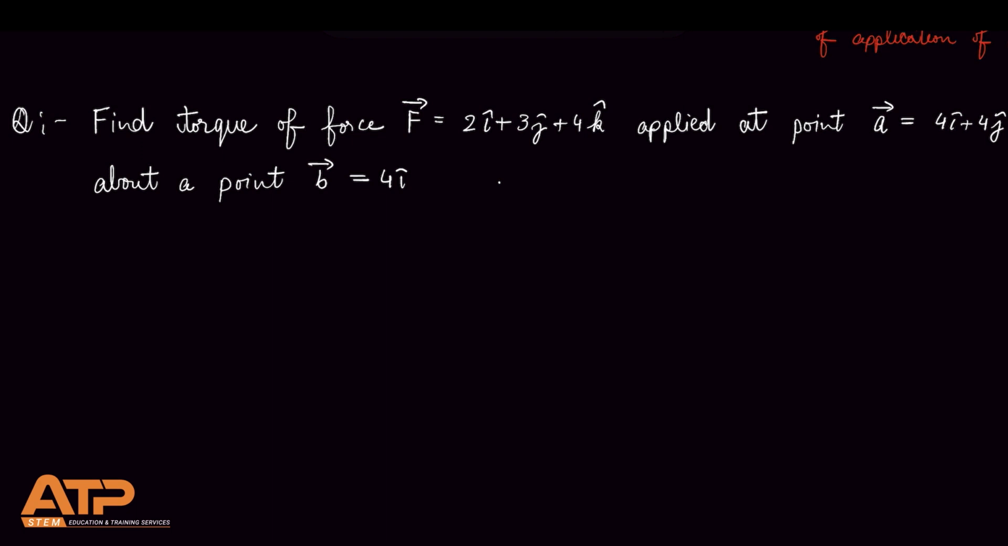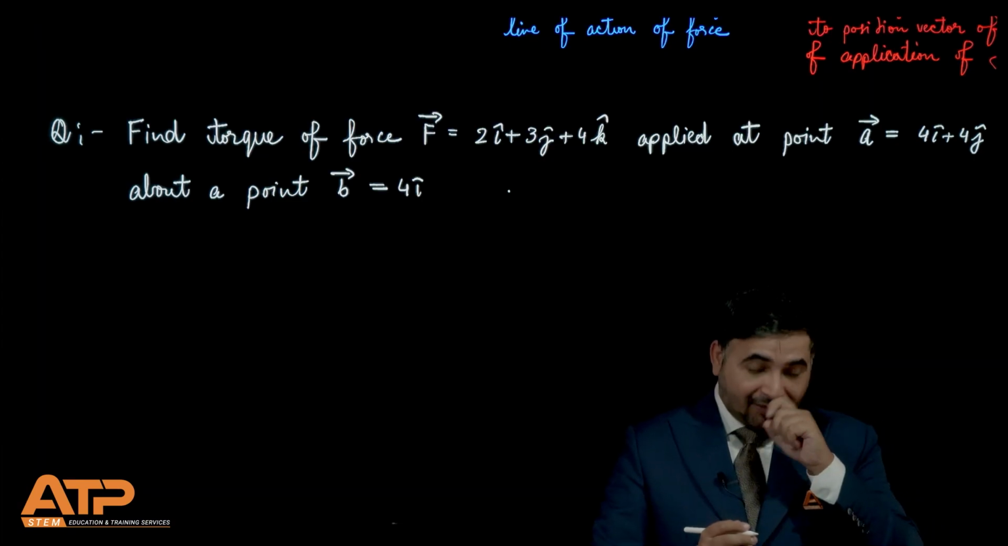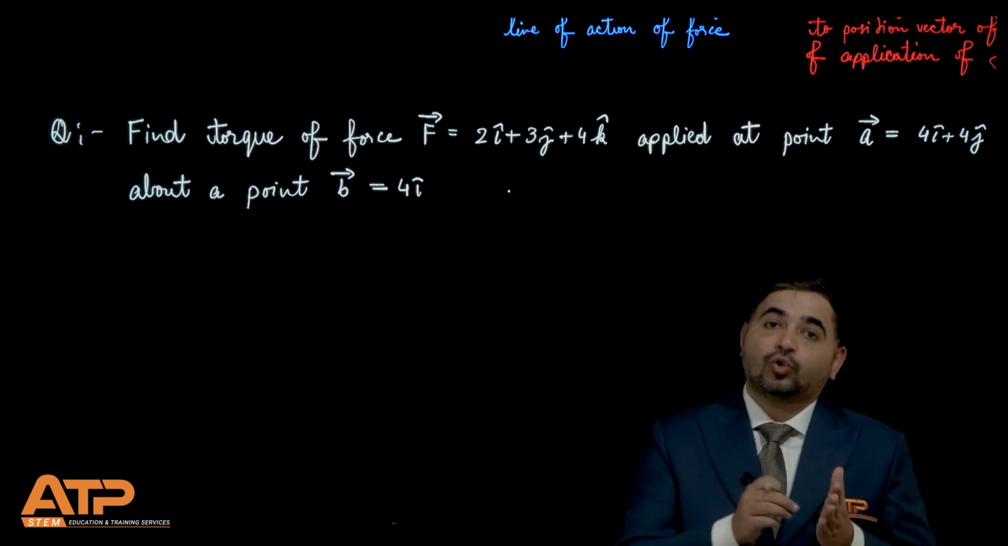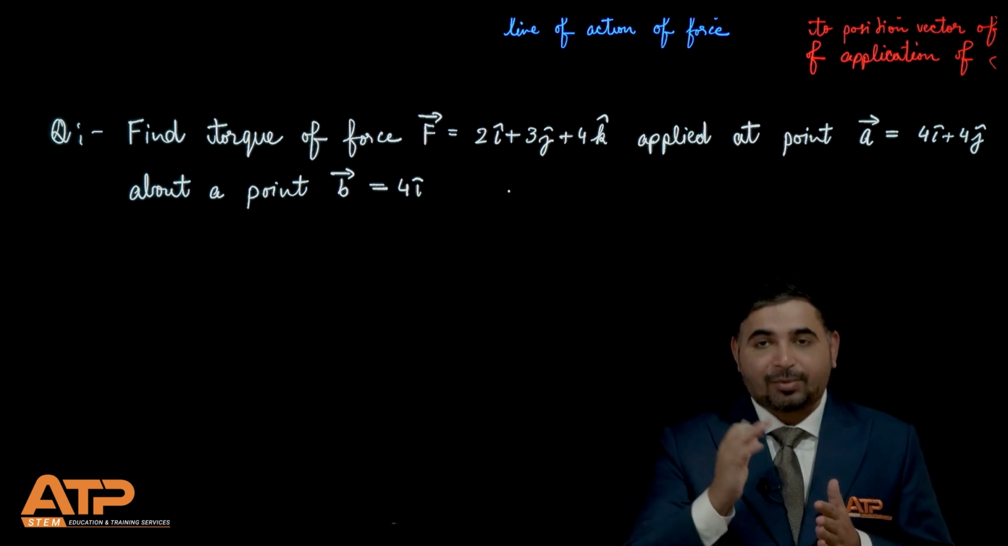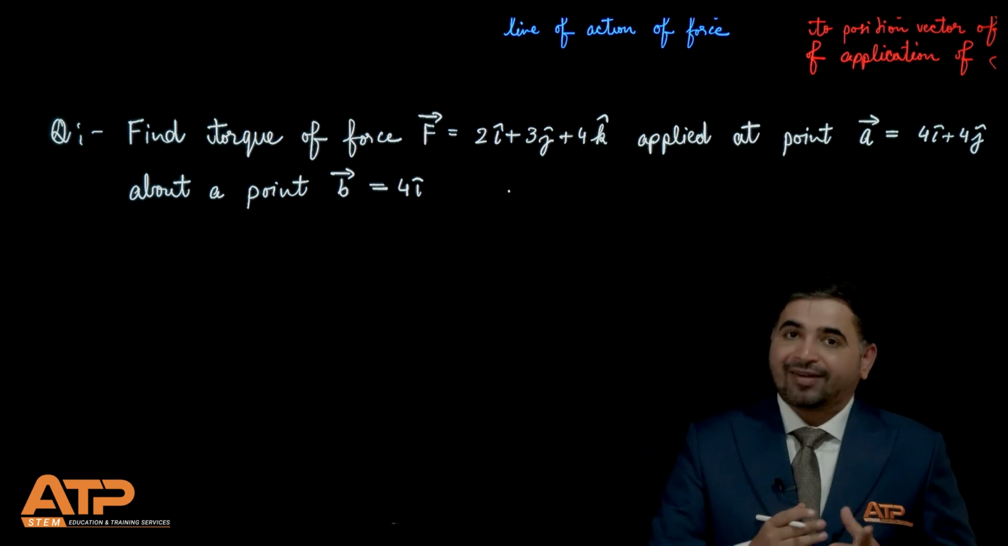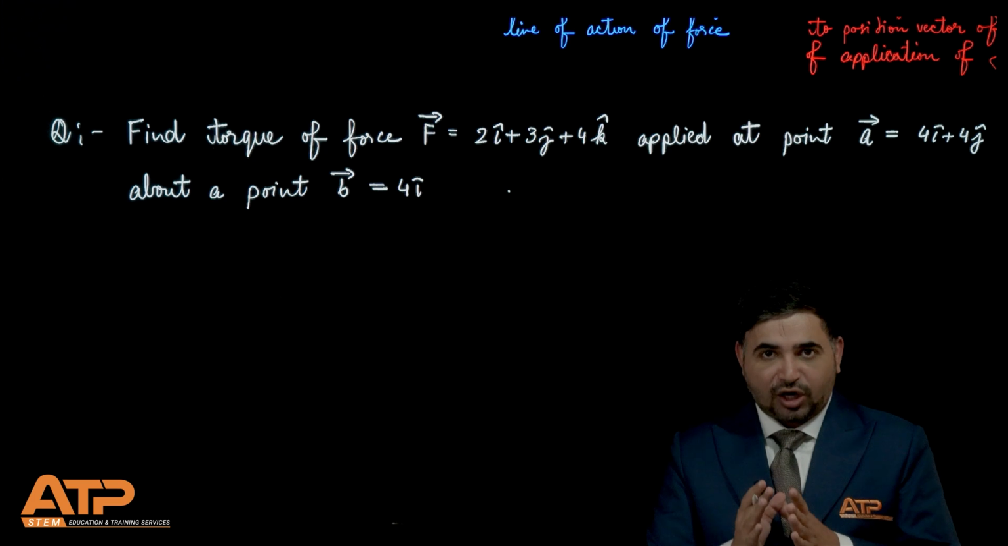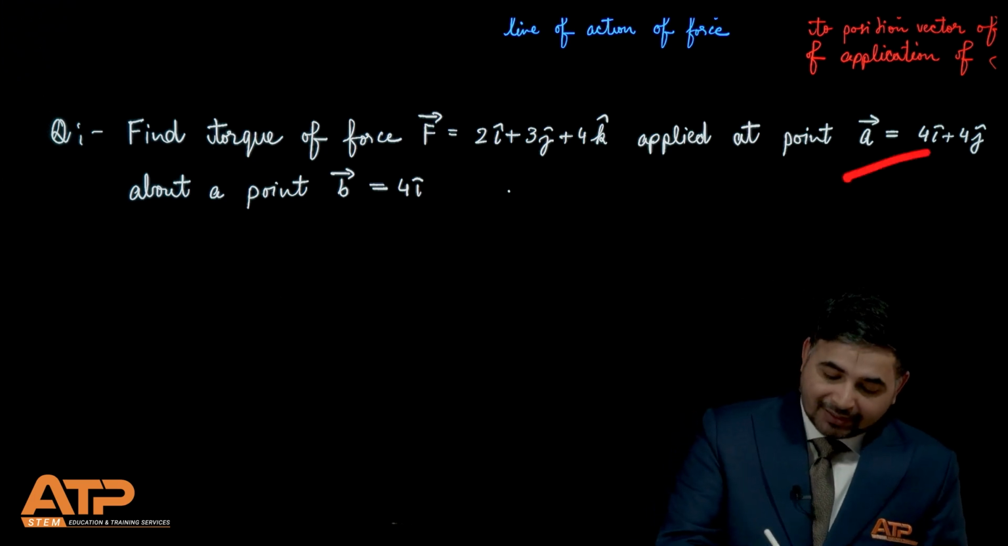So the question is, find the torque of the force vector F, 2i plus 3j plus 4k, applied at a point A, which is given as 4i plus 4j, about a point B, which is 4i. Here I have intentionally chosen an example in which torque is not asked about the origin. It is asked about a specific point. So your R vector is not this. The R vector has to be found by the difference of this and this.